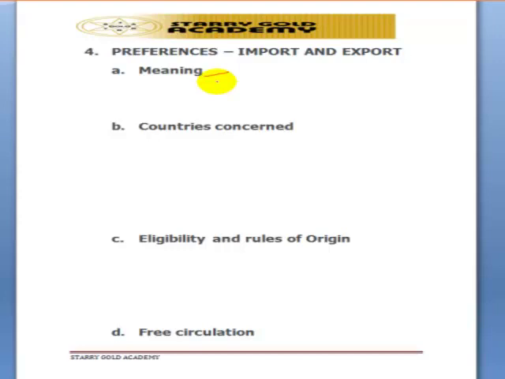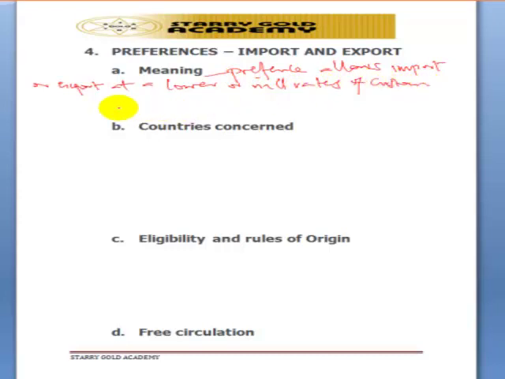Therefore, in international trade, preference allows you to import or export goods at a lower or nil rate of customs duty or levy and charge. So we can say that preference allows import or export at a lower or nil rate of customs duty and the other charges.